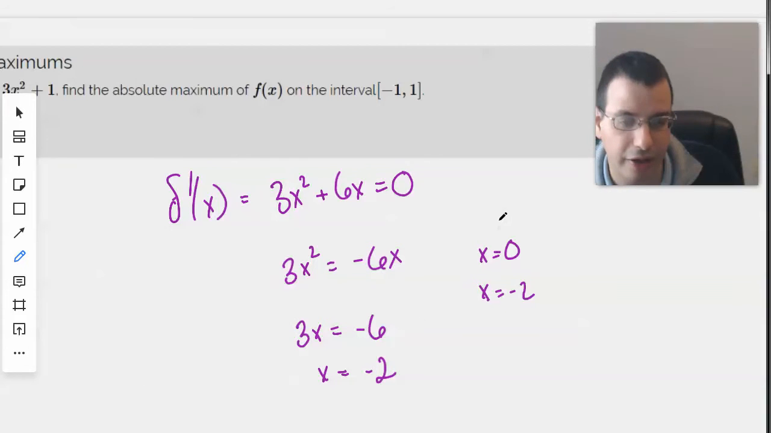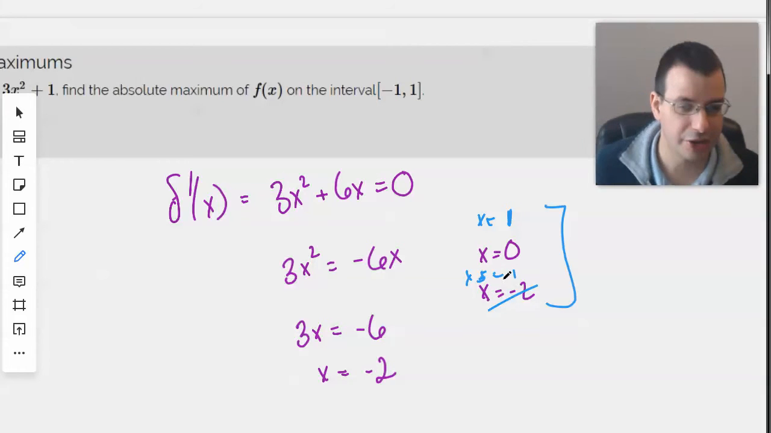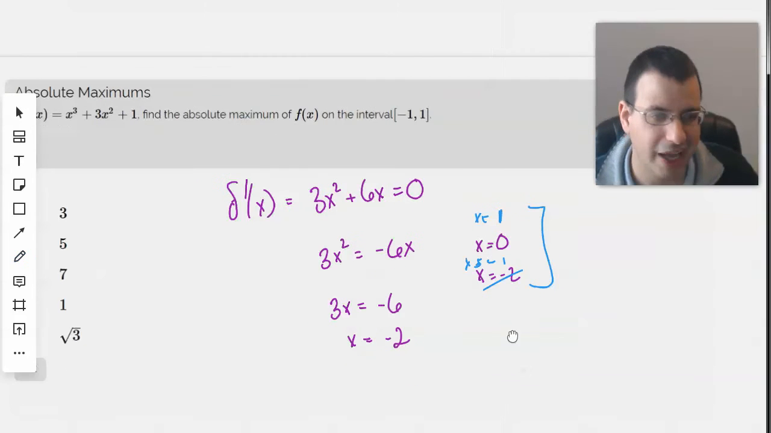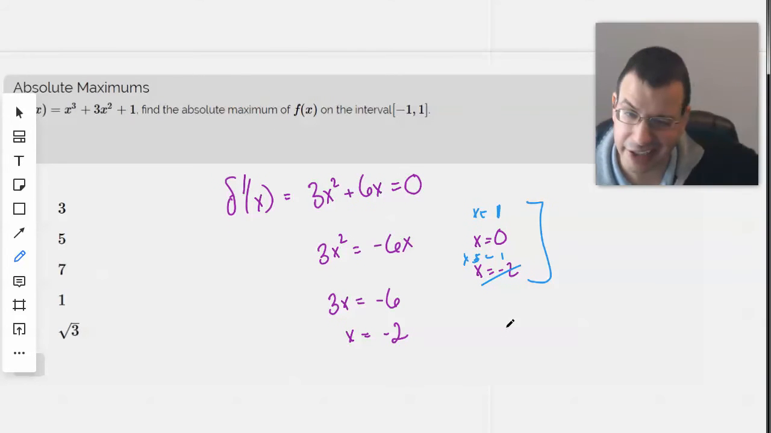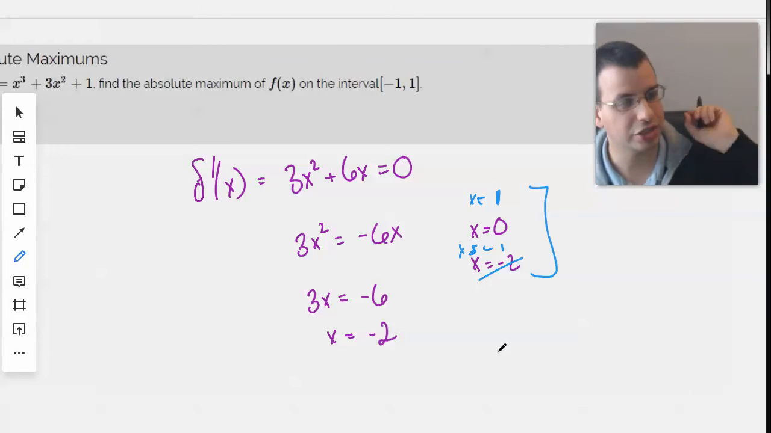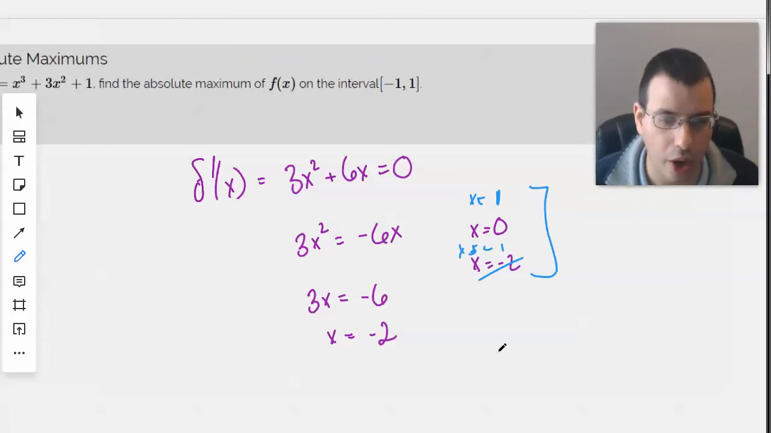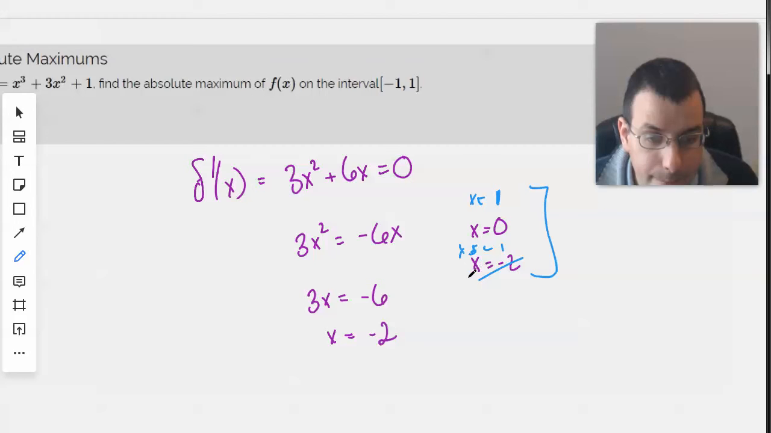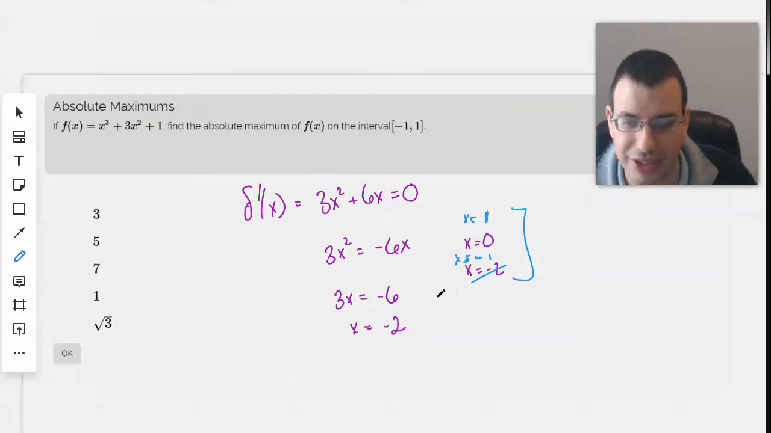And then we have -1 and 1. So these are the points of interest right here. So we know that x equals -2 is not it because it's outside of our domain. Domain is the values of x, range are the values of y. So let's start with 0.